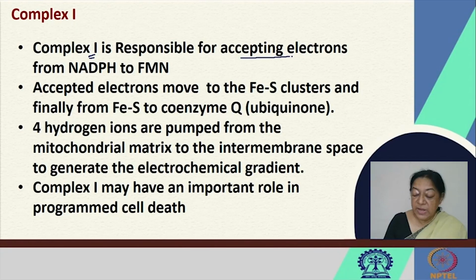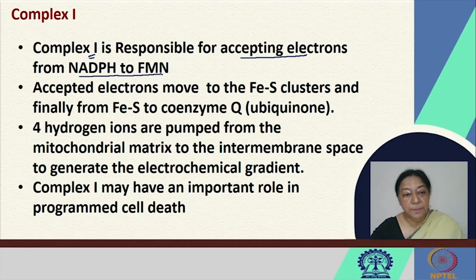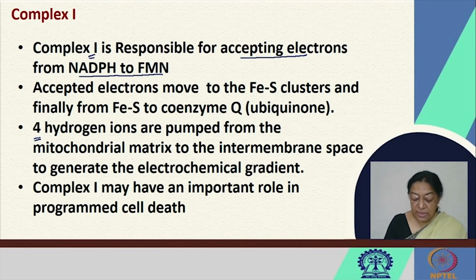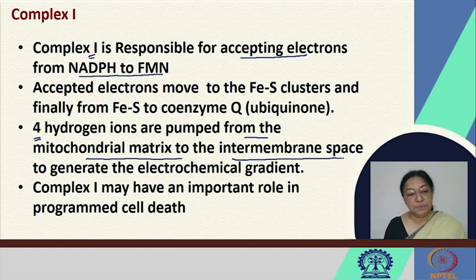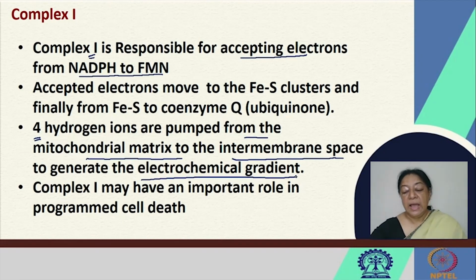What happens in this process is the complex is responsible for accepting electrons from NADH that is transferred to FMN. The accepted electrons then move to the iron sulfur clusters and finally from the iron sulfur cluster to the coenzyme Q. 4 hydrogen ions are pumped from the mitochondrial matrix to the intermembrane space that generates the electrochemical gradient. And this complex 1 is known to have a role in programmed cell death.